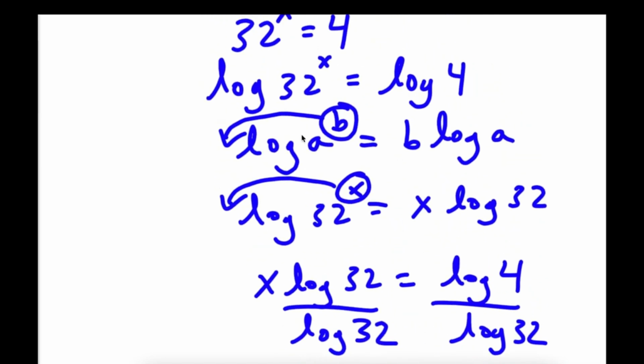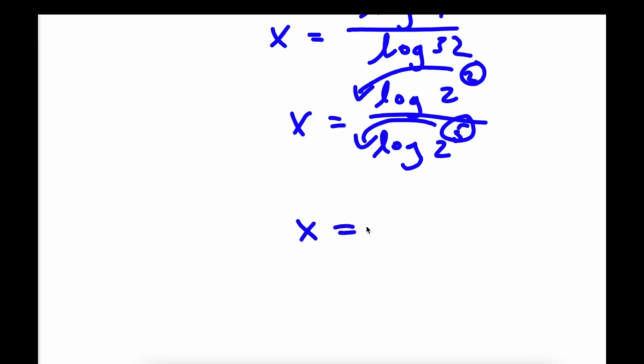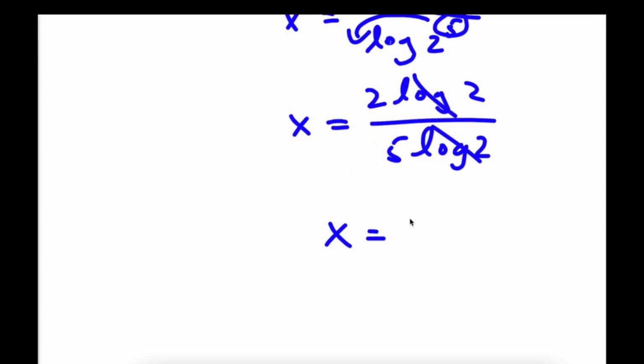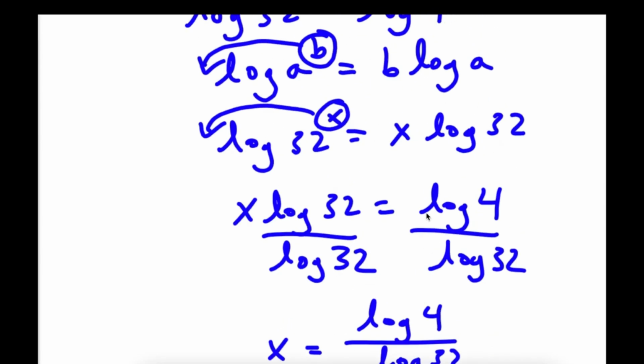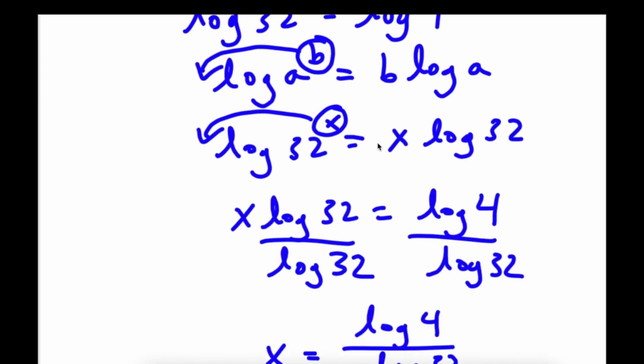And now remember, if we have something in the form log a to the power of b, this is equal to b times log a. So for both of these, I'm going to move the exponent to the front of the logarithm. So now I have x is equal to 2 times log 2 over 5 times log 2. Now these two log 2's can simply cancel out, so I end up with x is equal to 2 over 5. So as you can see, we have the same answer, but we used two different methods.